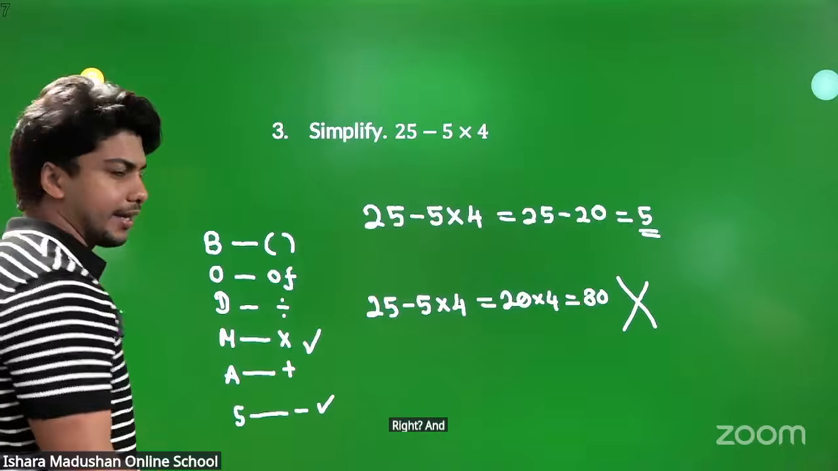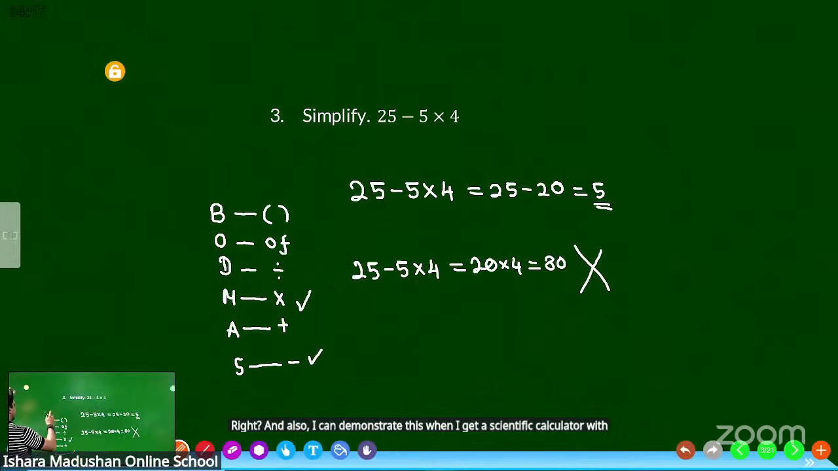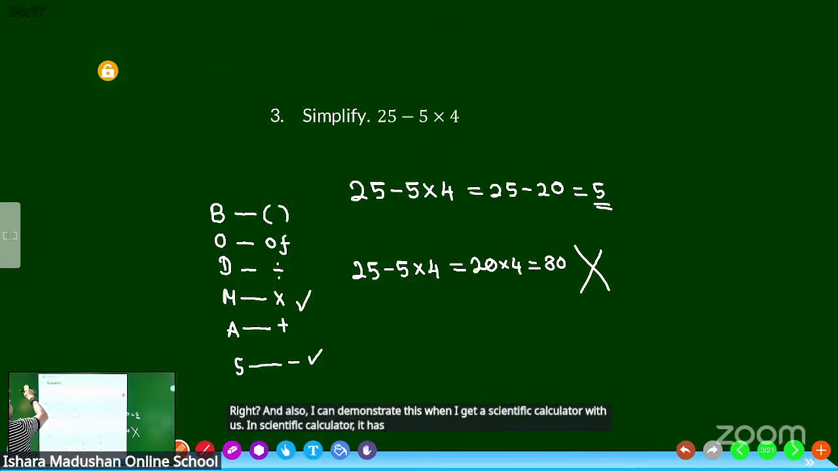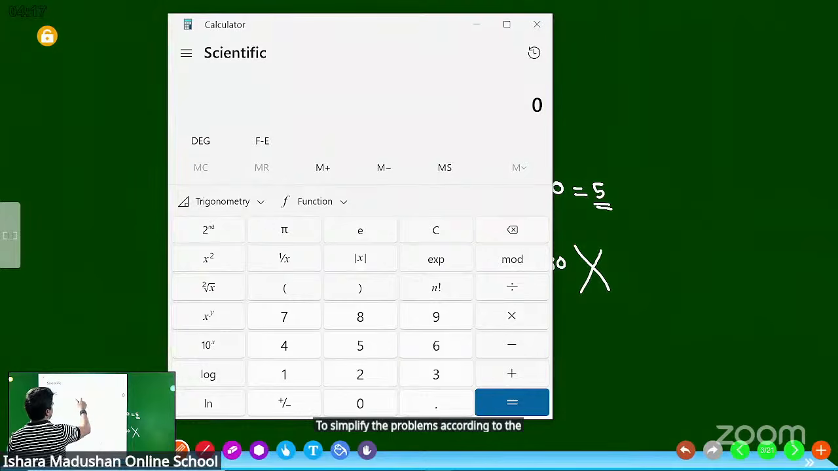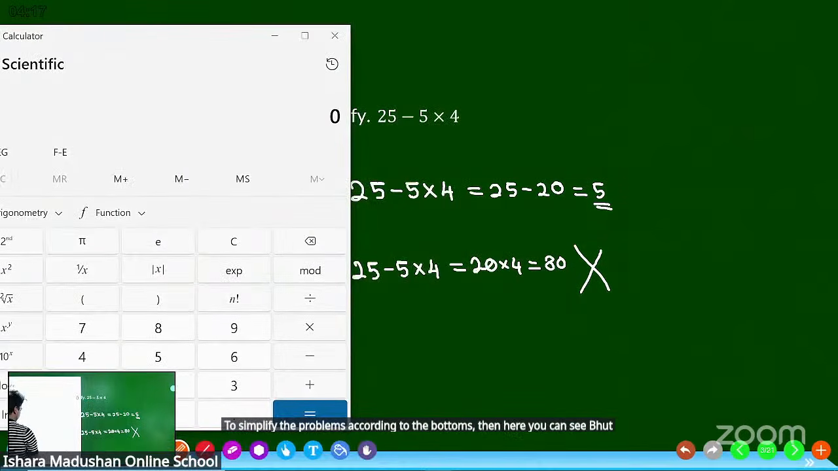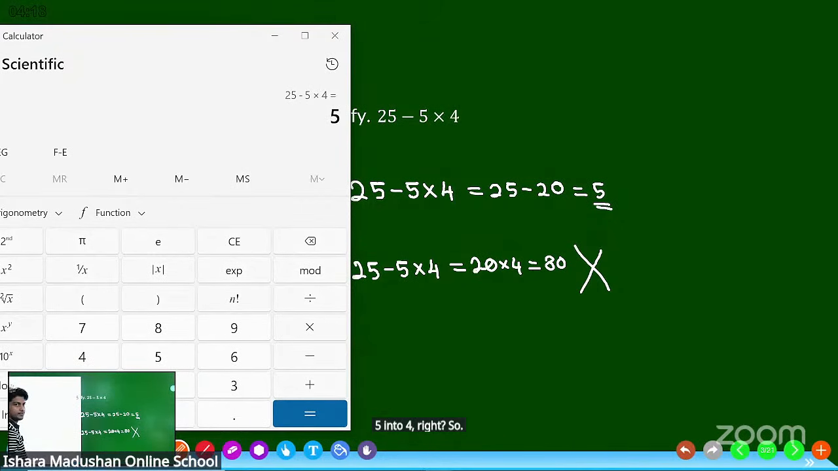And also I can demonstrate this with a scientific calculator. In a scientific calculator, it has been programmed to simplify the problems according to BODMAS. Then here you can see 25 minus 5 into 4, right? So the answer is 5. Can you see?